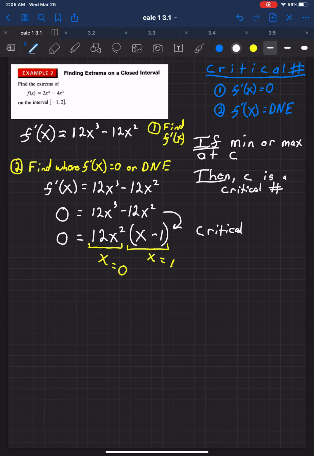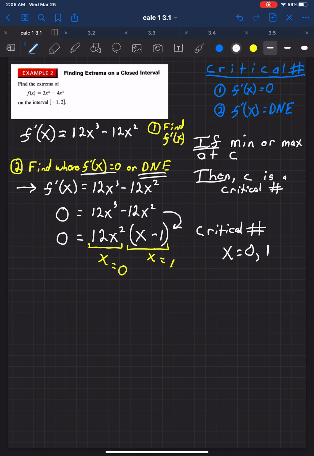So there's definitely critical numbers when x is equal to 0 and when x is equal to positive 1. Now, that's where the derivative is equal to 0. Let's go back to the derivative. Is it possible for that derivative to not exist? Right? We're at this other part here.